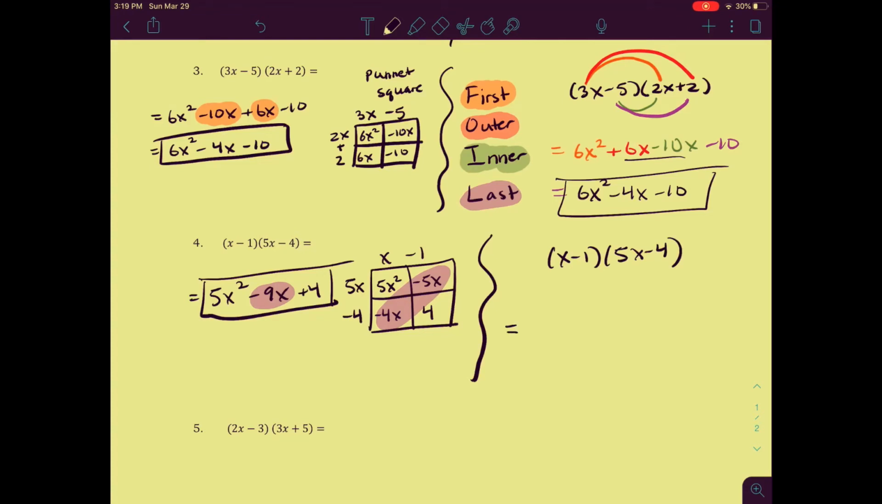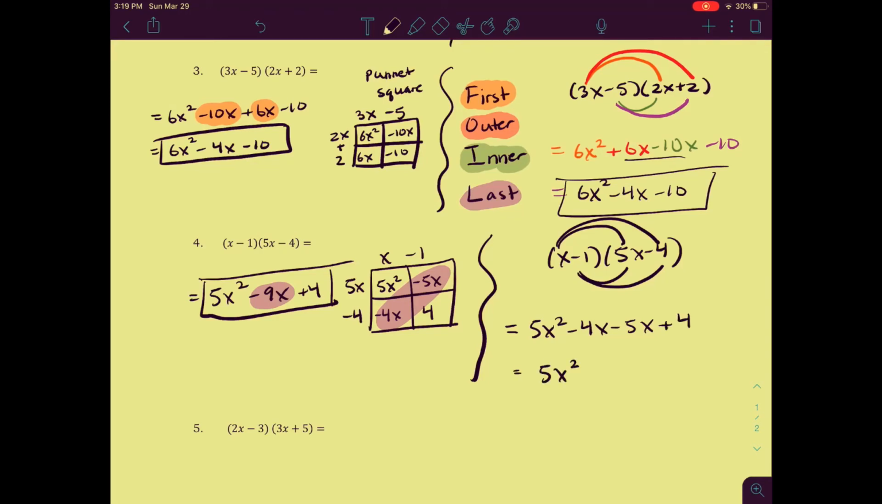So here, the first thing we're going to do is we're going to start with the first, right? So we're going to multiply the first terms of each binomial. That should have given me 5x squared. Then I'm going to multiply the outer terms, right, which would be x and negative 4. That would give me negative 4x. Then I'm going to multiply the inner terms. That should give me negative 5x. And then I'm going to multiply the last terms out, and that should give me positive 4.